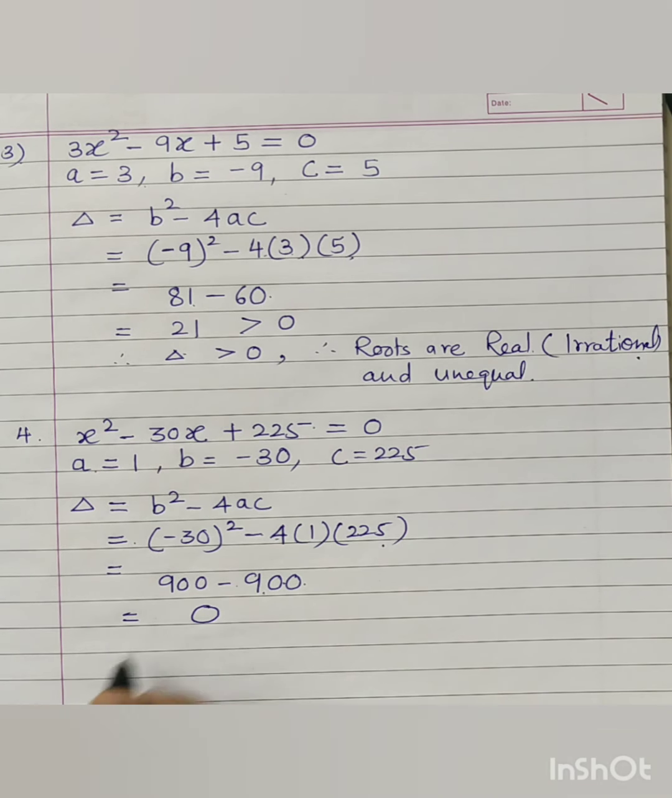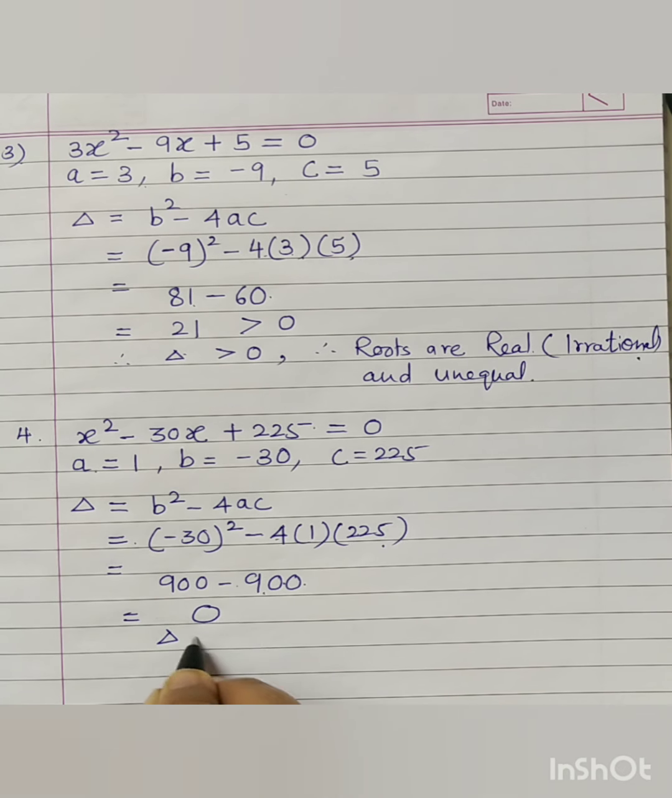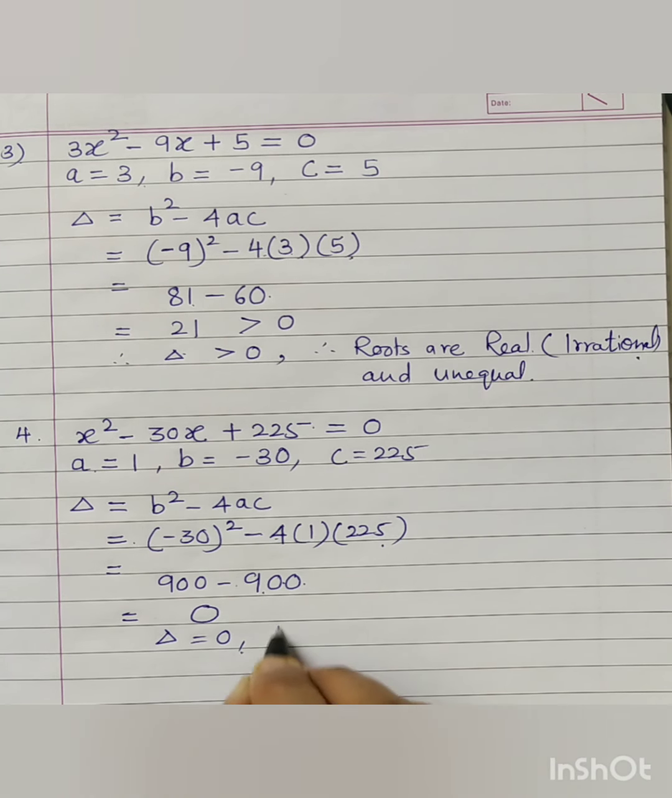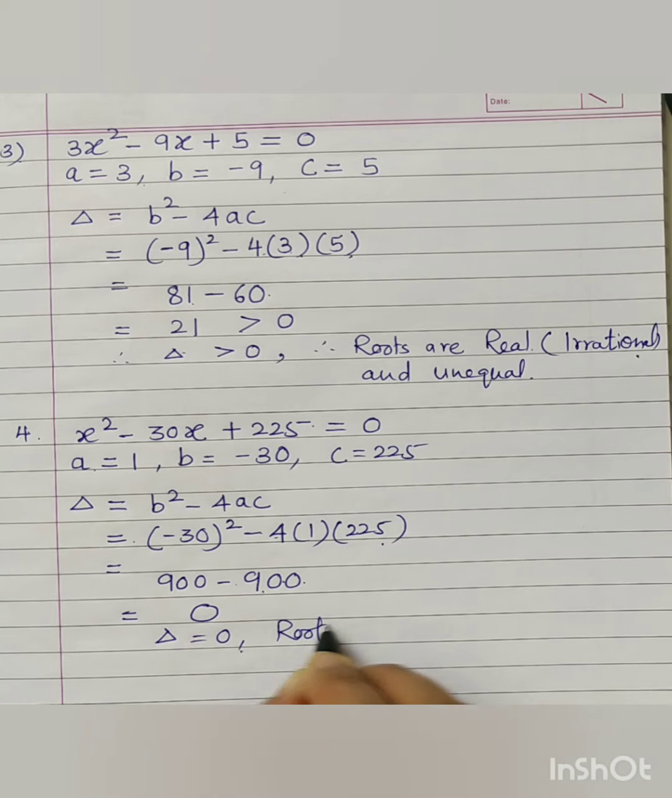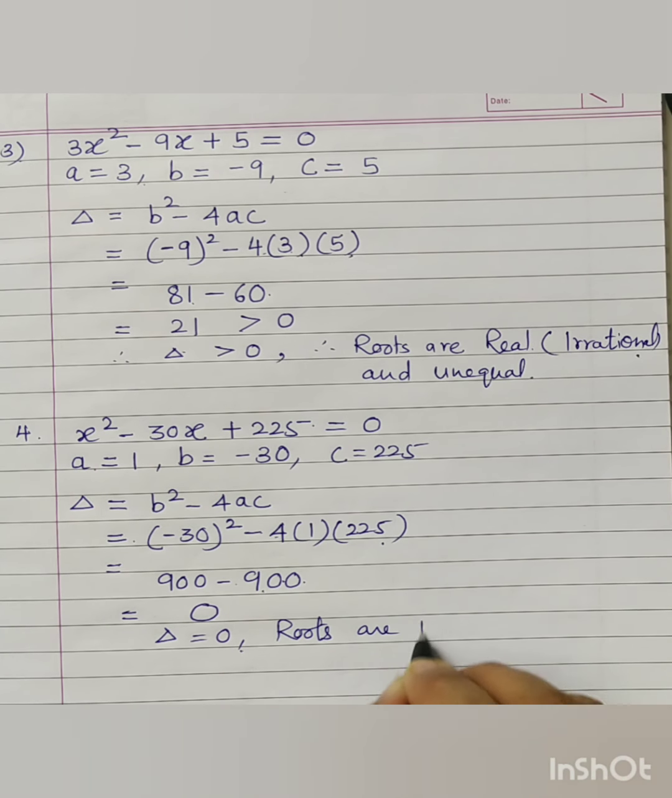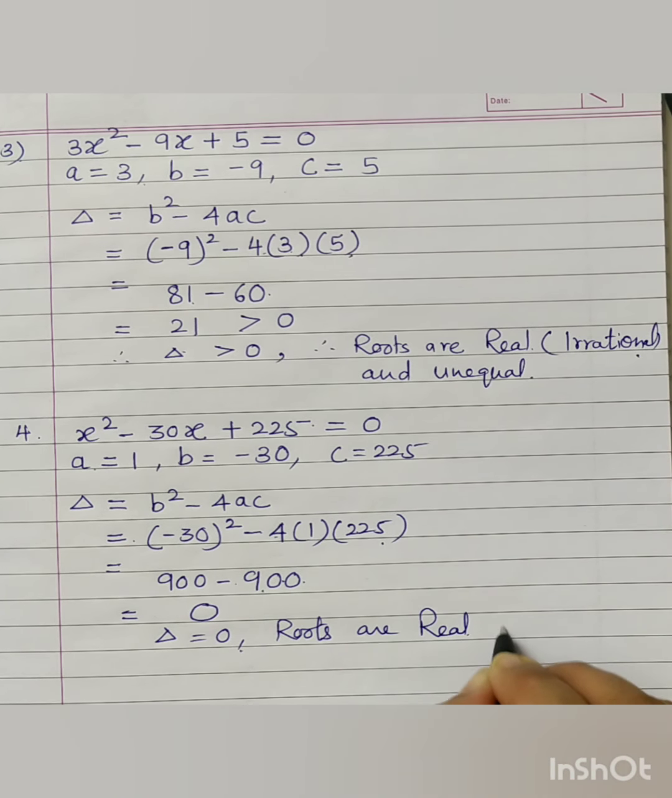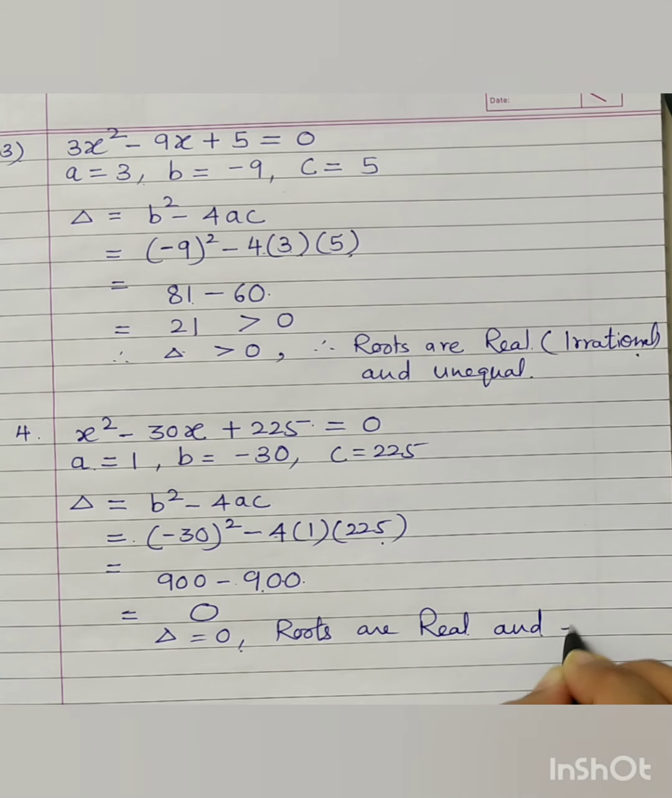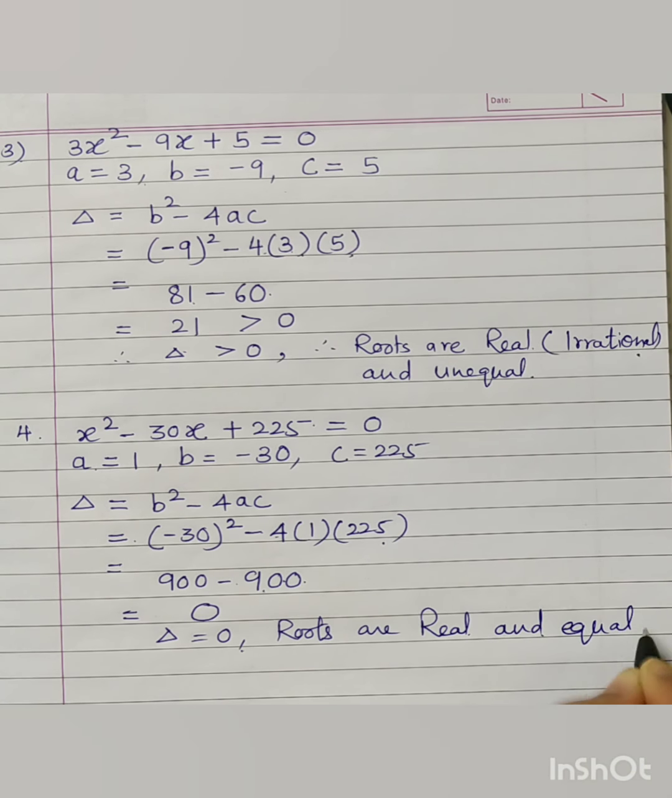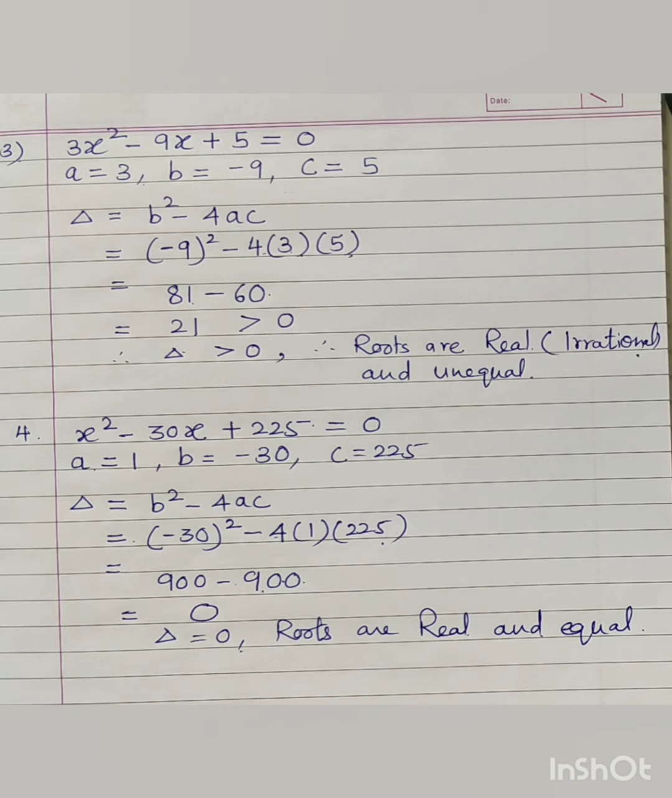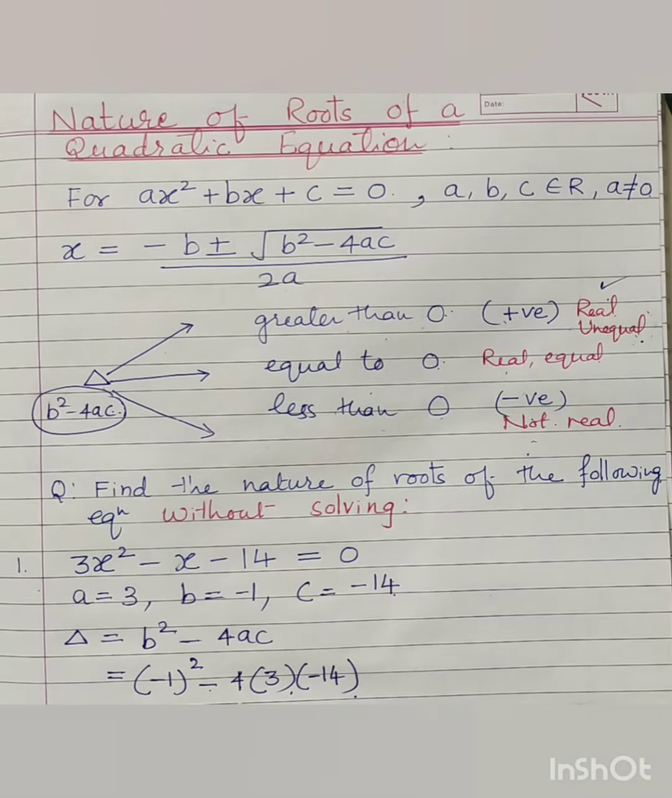So delta is equal to 0. So what kind of roots will we have? We'll have roots that are, number 1, real and equal. I hope with these examples you have understood the concept well.